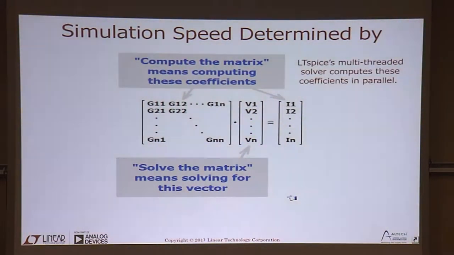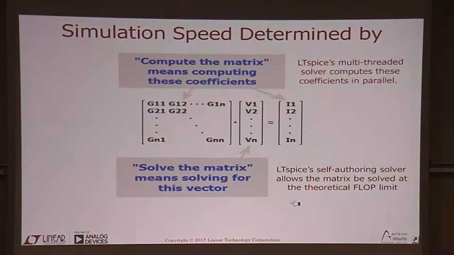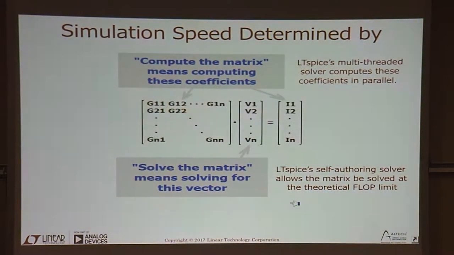Now, for computation, LTSPICE is a multi-threaded solver. It was probably the first multi-threaded solver. Others have come later, but LTSPICE, because all these things can be computed in parallel, or independently, they're done in parallel threads. For solving the matrix, LTSPICE does a very ambitious and fancy thing. It does self-authoring code. That means, see, here's the problem.